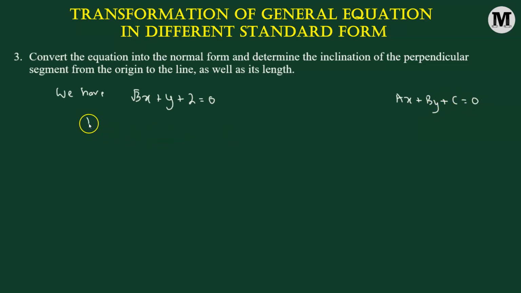So here we have a corresponding to square root of 3, b corresponds to 1, and the c value corresponds to positive 2. The reason why we wanted to figure out the values of a, b and c is because the general form of a line can be transformed into the normal form by taking help of this equation.